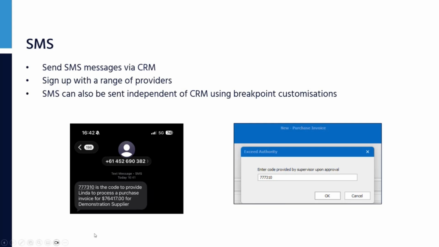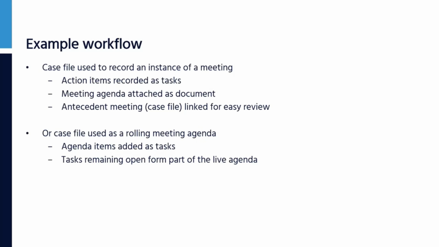So just an example here where there's an internal process where if a purchase invoice is being entered by someone and it's over a particular value, their boss gets an SMS with a code that they need to go, yep, I'm okay with this invoice being processed. I know what it's about. So I'm going to then provide the code for my staff member to input, and that then authorizes them to continue processing that transaction. So just an example of SMSs used via breakpoints.